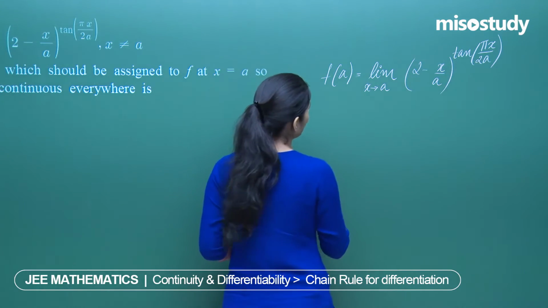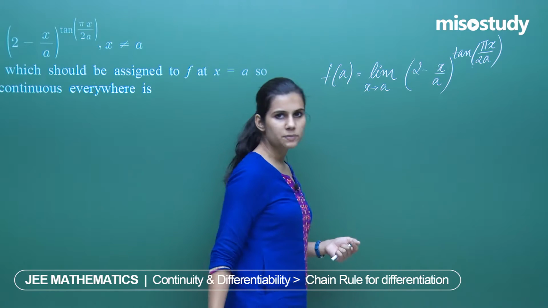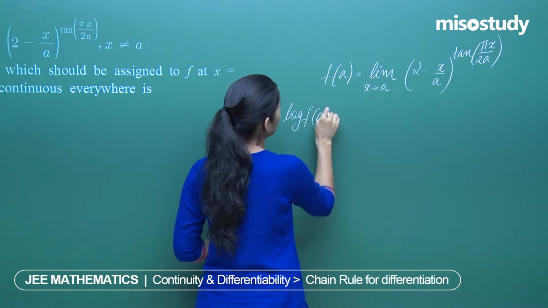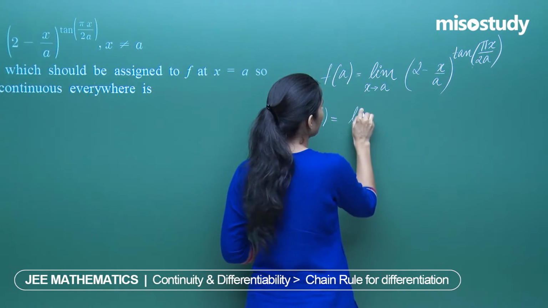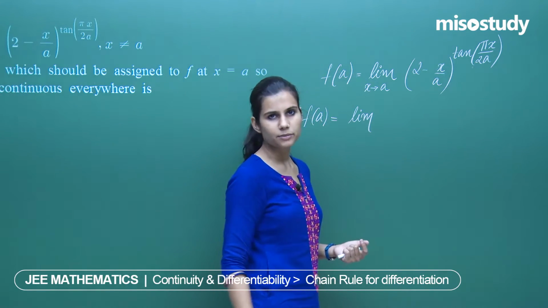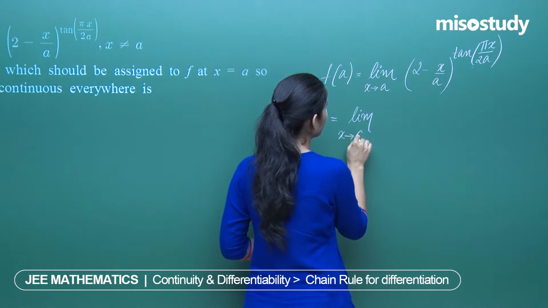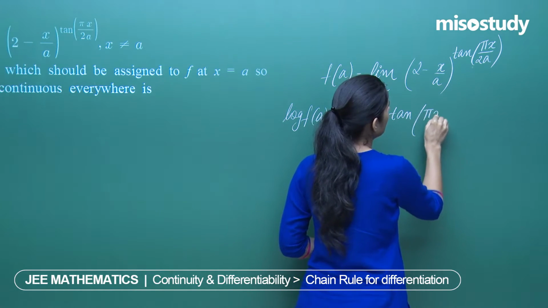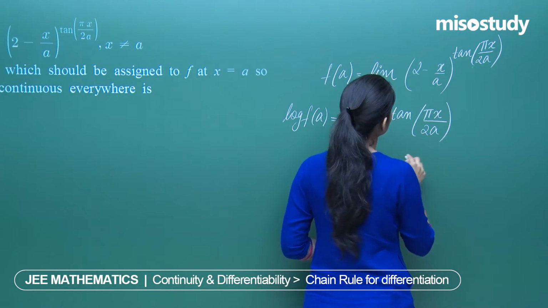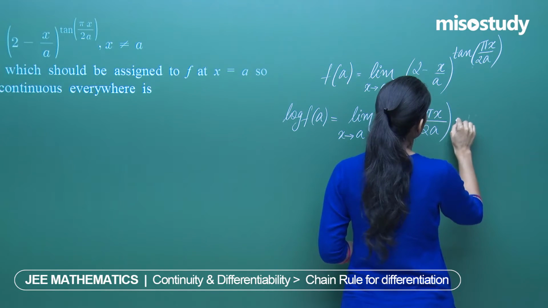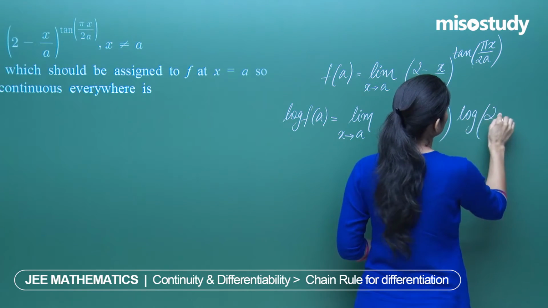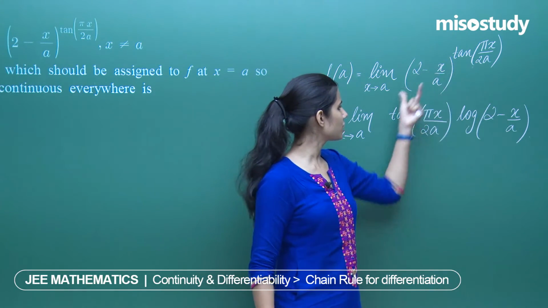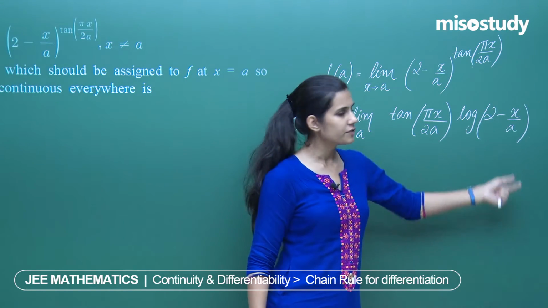Right. Now over here you can see there is a power. I want to get rid of this power. I will be applying log both sides. I am going to get log of f of a equals, now log is a continuous function, so log of the limit is limit of the log, limit x tends to a of tan of pi x by 2a into log of 2 minus x by a. Right, so the power is going to come ahead of log.